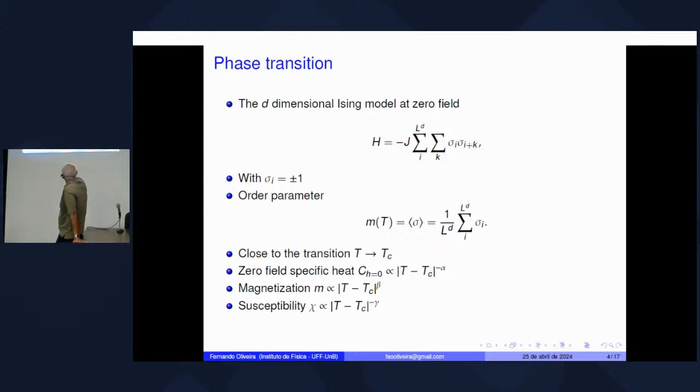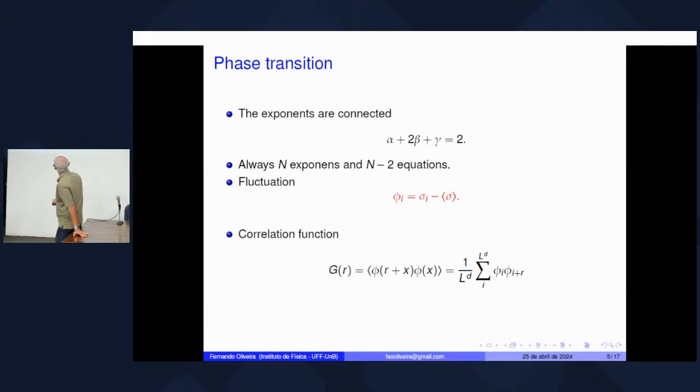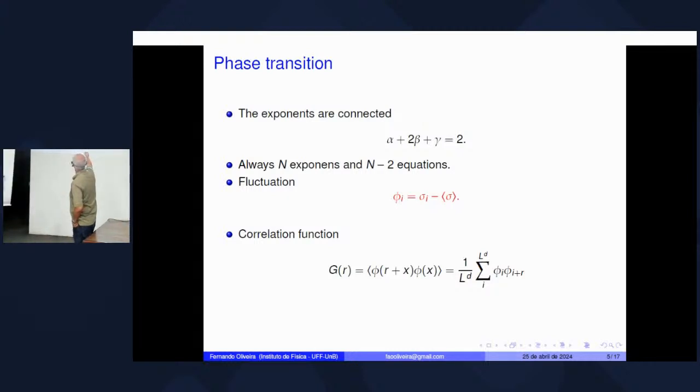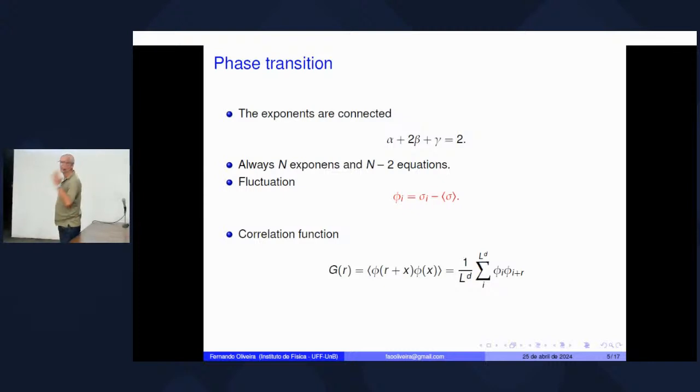At zero field, specific heat has some behavior like that. We have magnetization that goes like that. We have susceptibility, which goes like that. And we know for a very long time that those exponents are correlated. For example, that's a famous relation obtained by scaling, right? In statistical mechanics books, alpha plus 2 beta plus gamma equals 2. That's something well known for a long time, okay?